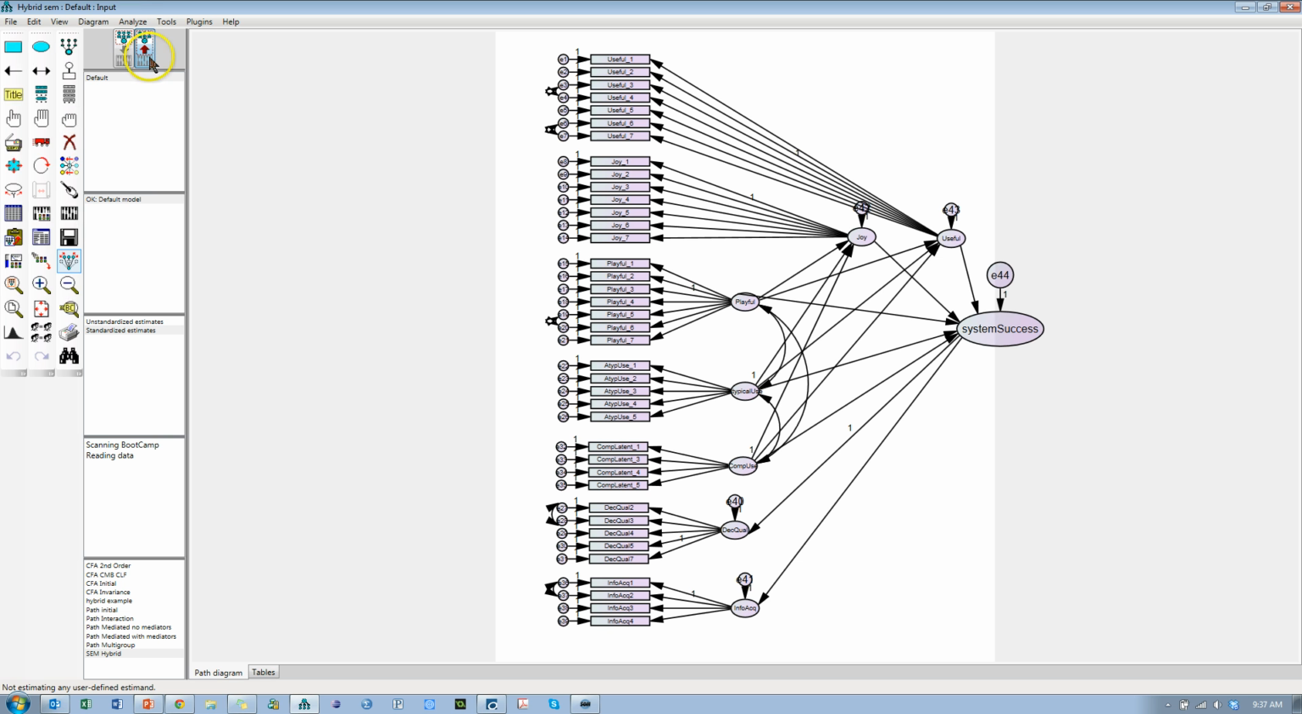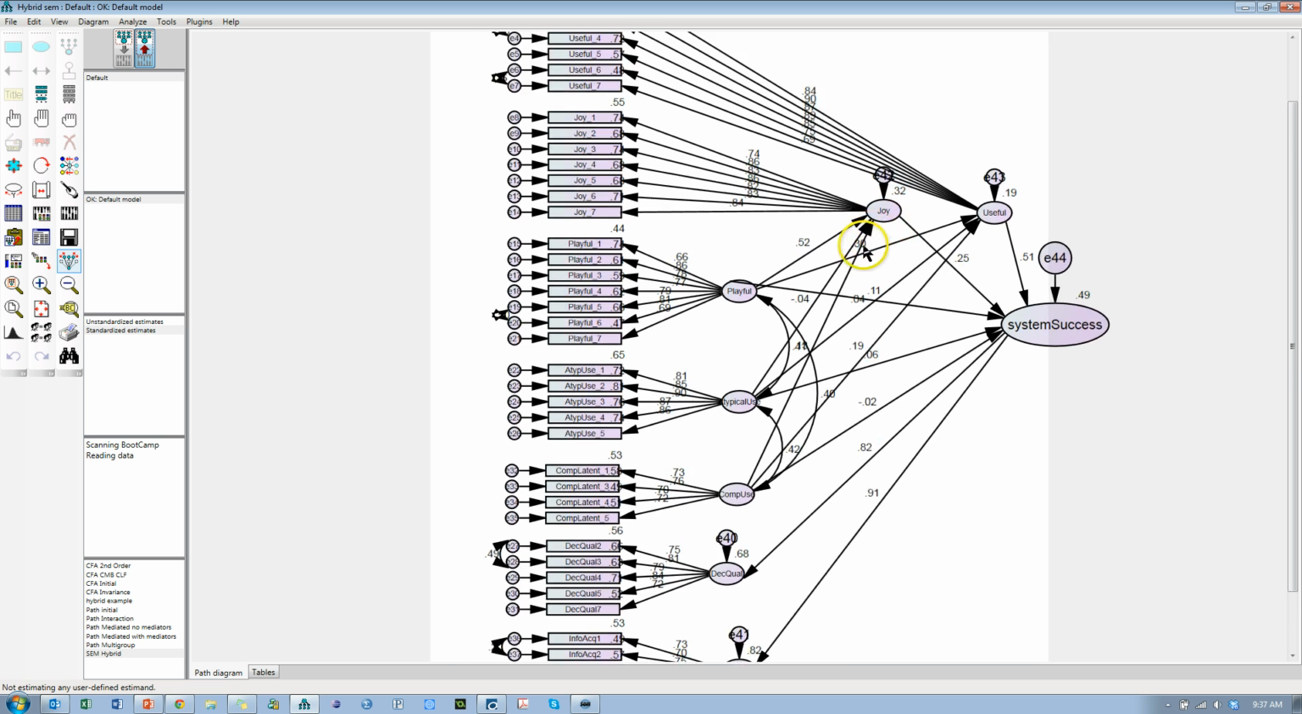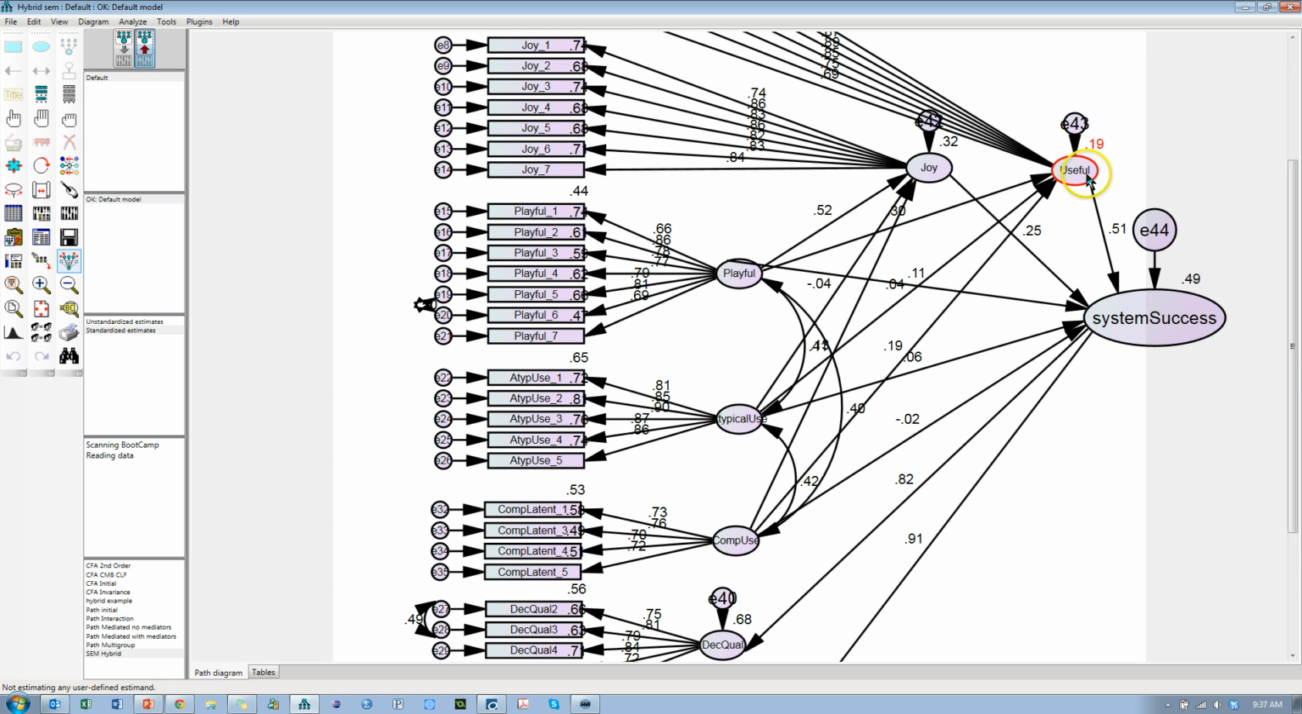And the up arrow will show me all sorts of stuff. Here is the R square for system success. 49% of the variance is explained, which is pretty darn good. And the mediators, let me zoom in here. Tolerable, 0.19, pretty good for joy, 32%.